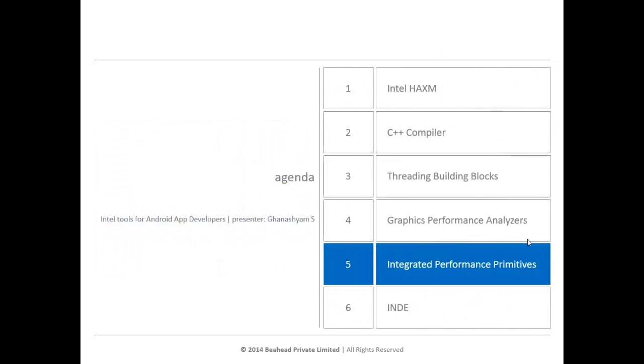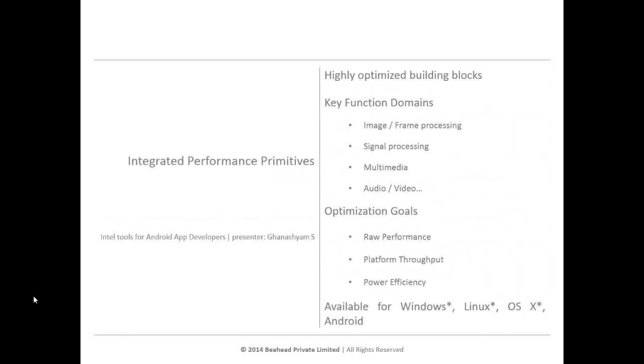Next, we will talk about Integrated Performance Primitives. Integrated Performance Primitives, or Intel IPP, is a library of highly optimized algorithmic building blocks which are targeted towards several key function domains. Some of the domains it provides optimized code for are image or frame processing, signal processing, multimedia, audio and video processing, etc.